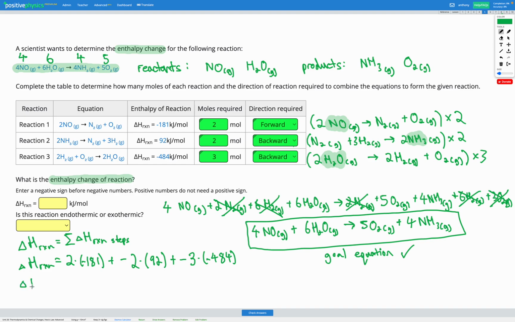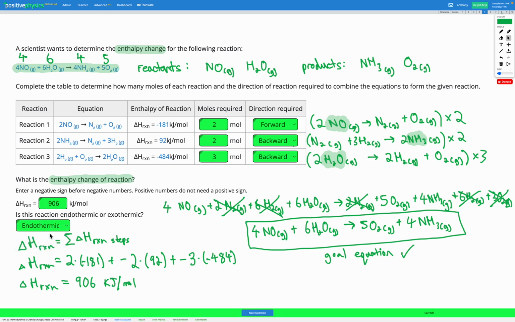So we're going to need to put all of that into our calculator. That's going to get us an overall enthalpy change of reaction of 906 kilojoules per mole. So we can fill that in here. And again, since we've got a positive number, that means we are absorbing energy, which means this is an endothermic reaction. So as you can see, this works exactly the same as the previous skill.